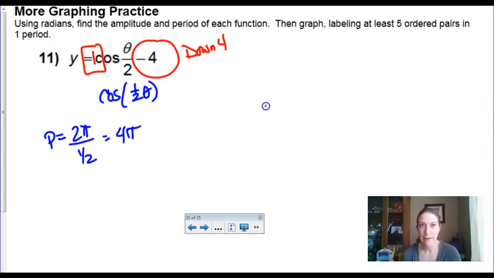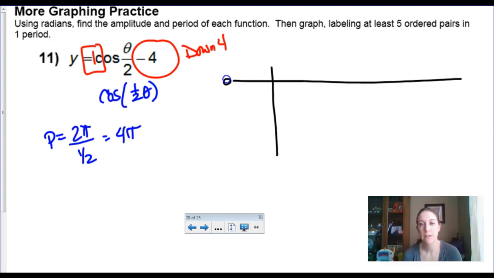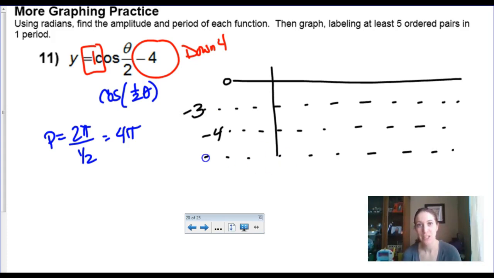Alright, so graphing. This is where 0 is. Your midline is actually down here at negative 4. And then your amplitude is a 1, so your maximum would be up here. Okay, use your imagination on that one, guys. That was really not straight. Negative 5 is your lower line.